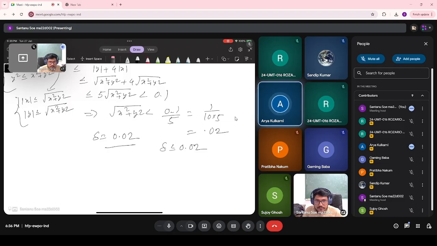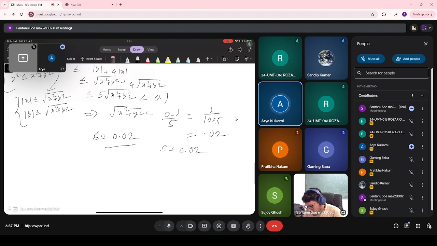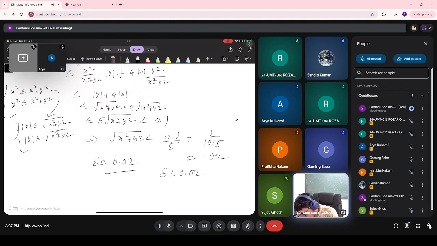Sir, can you explain the step after √(x² + y²) plus 4√(x² + y²)? Okay, then the sum is 5 times √(x² + y²), right?